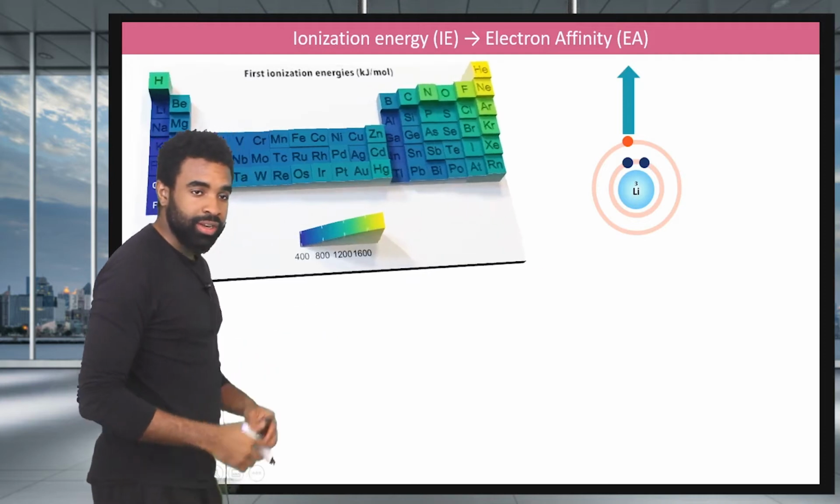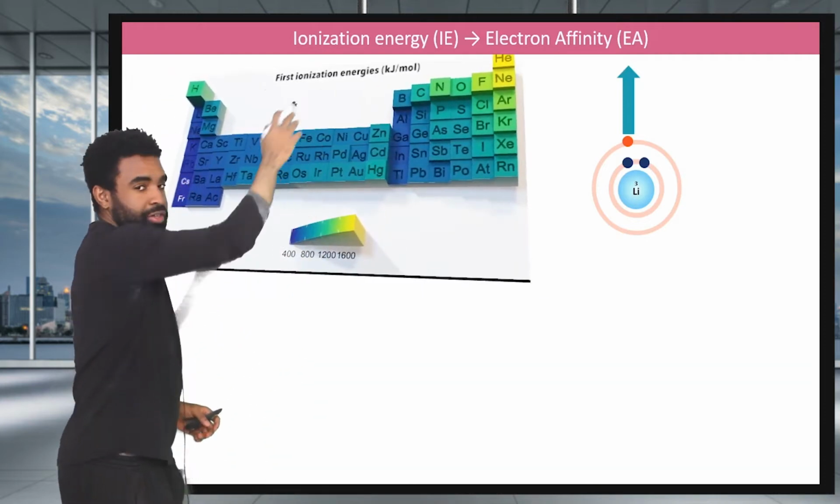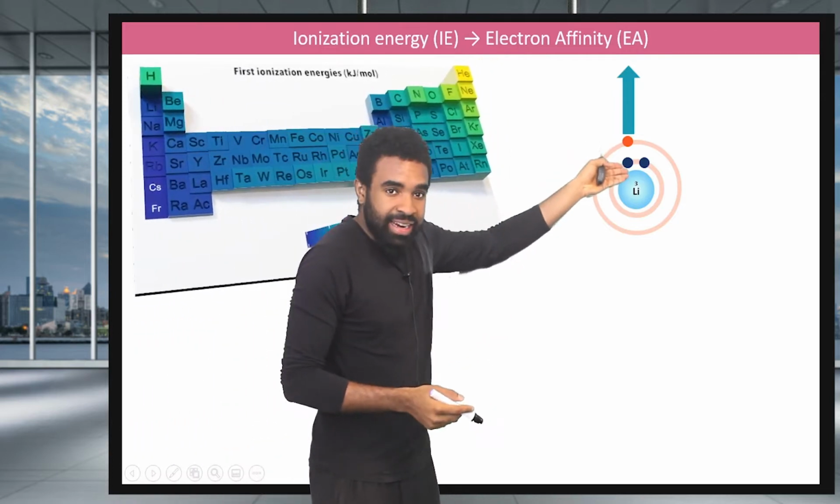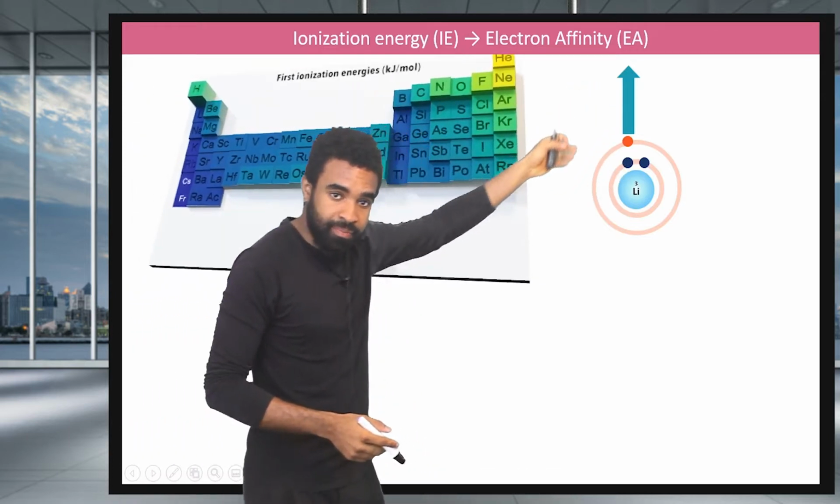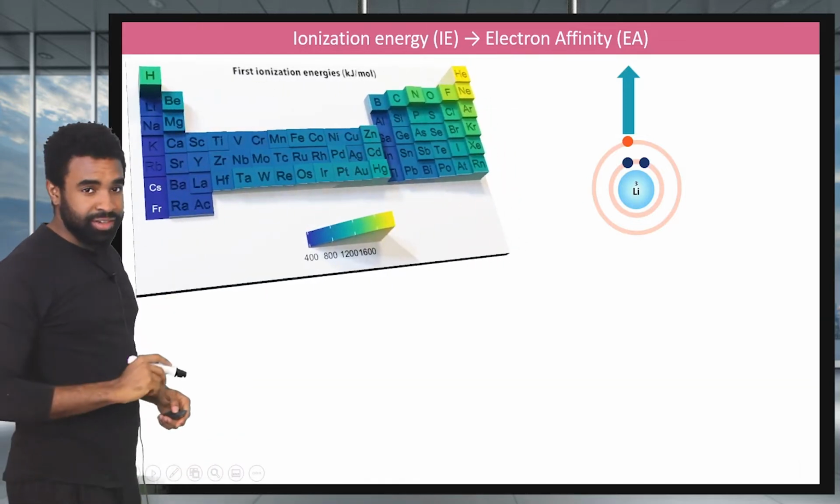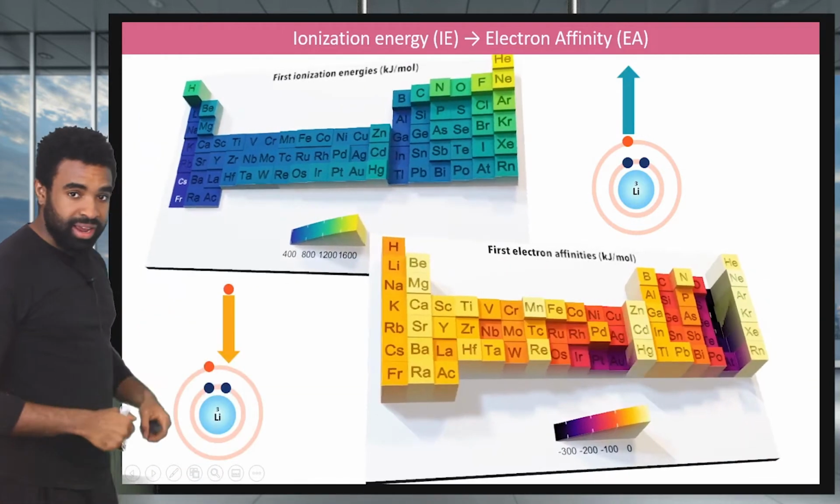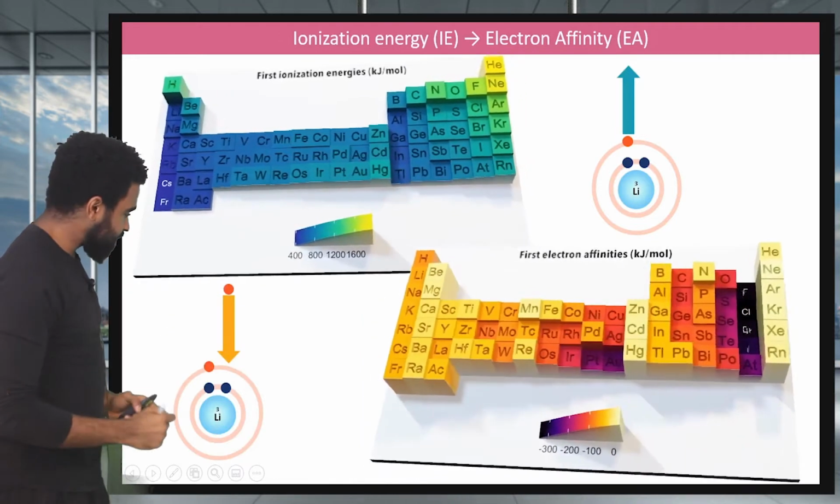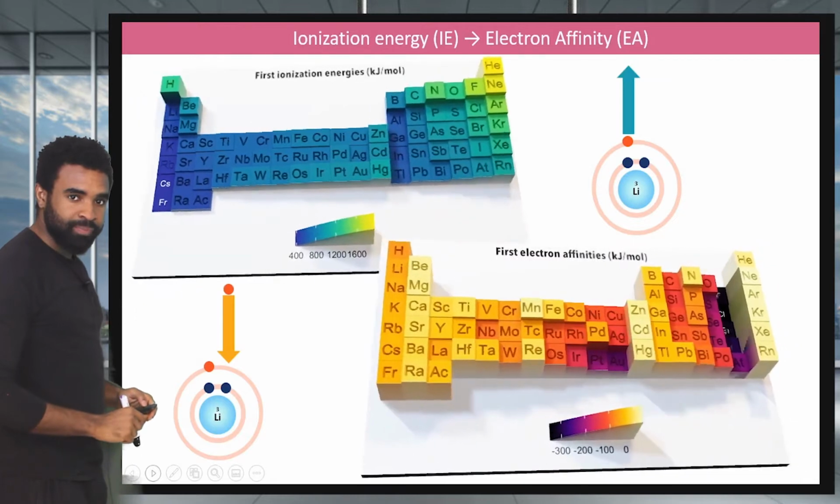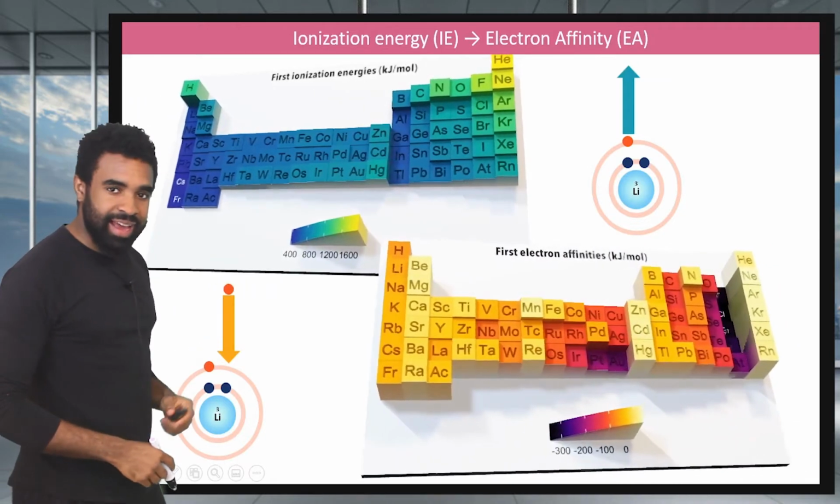In the last video, we looked at the idea of ionization energy, which concerns the energy change when we take an electron out of an atom. In this video, we're going to focus on the flip side of ionization energy, which is electron affinity, and it concerns the energy change when we drop an electron into an atom. So let's get started looking at this concept.